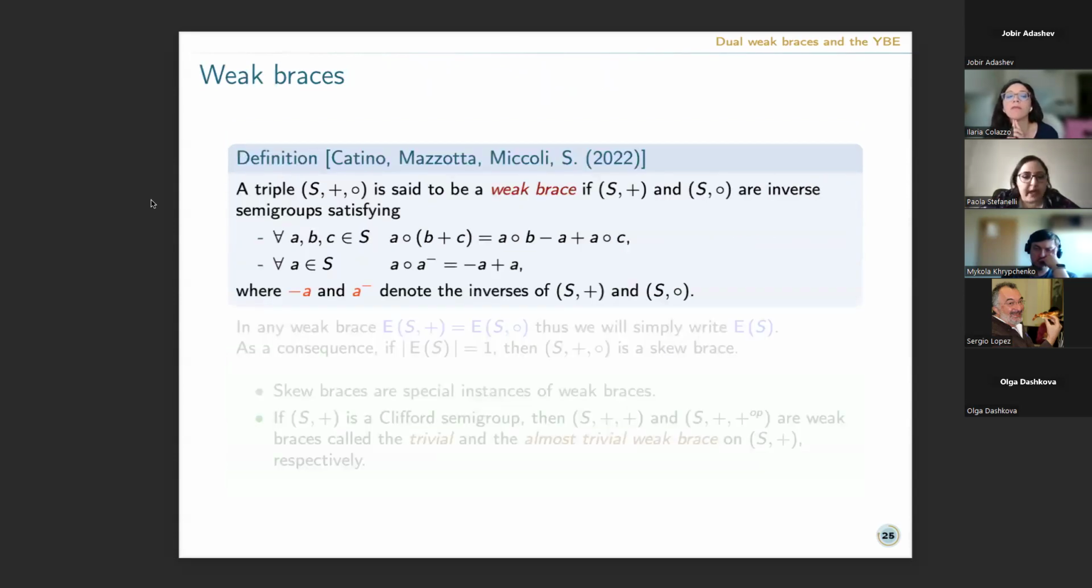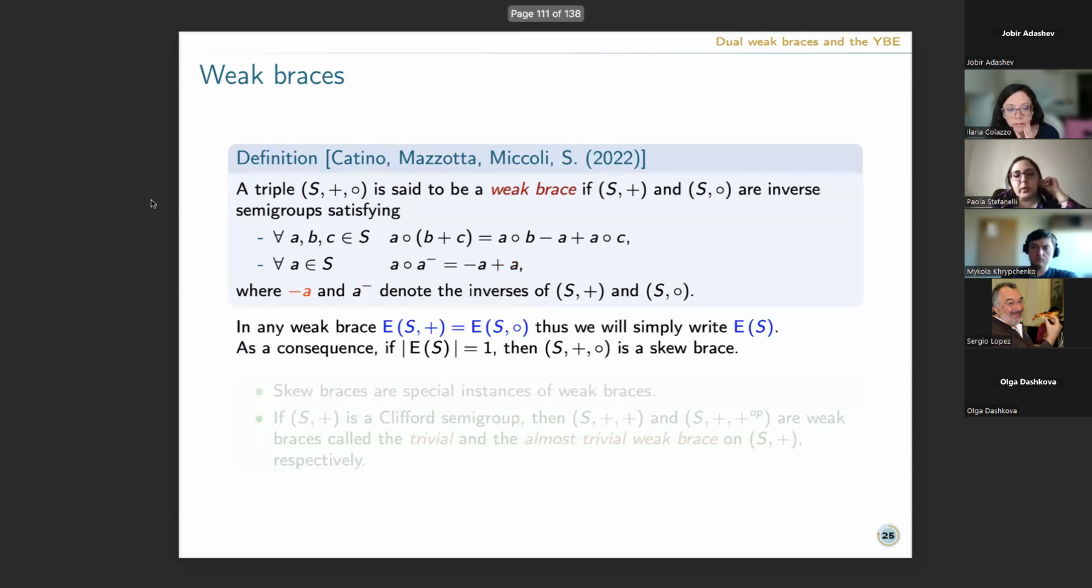So what is a weak brace? A triple S, plus, circle is said to be a weak brace if S plus and S circle are inverse semigroups that satisfy these two identities. The first one is exactly the skew brace distributivity law. The other identity, where we involve the inverses of S plus and S circle, says that in any weak brace, the idempotents of the additive structure coincide with the idempotents of the multiplicative structure. So we can simply refer to the idempotents of a weak brace.